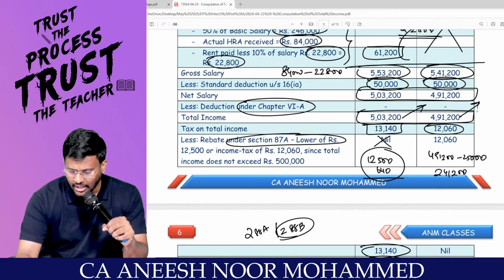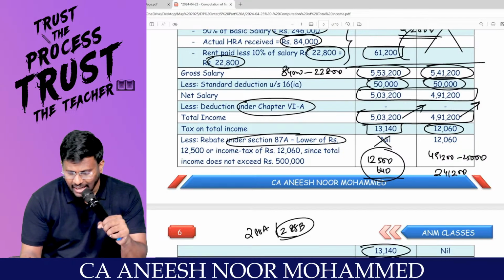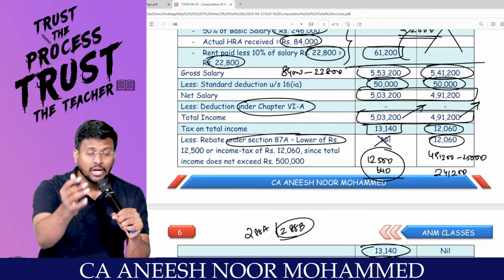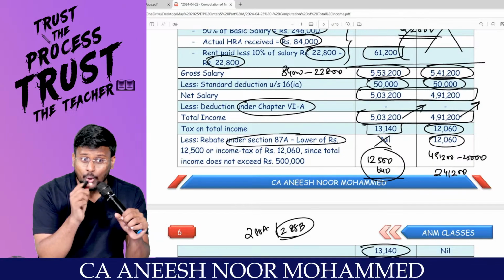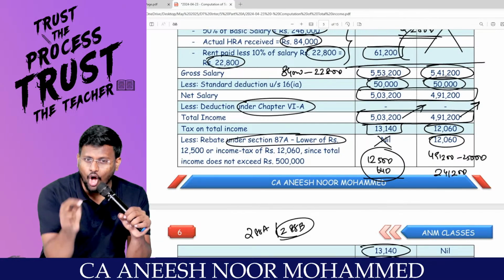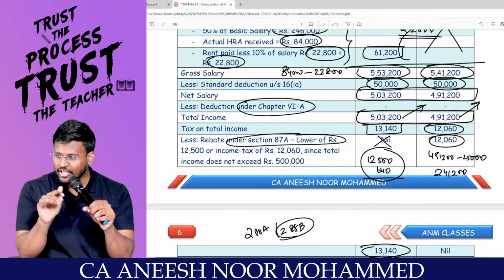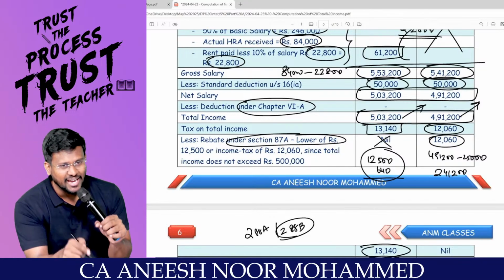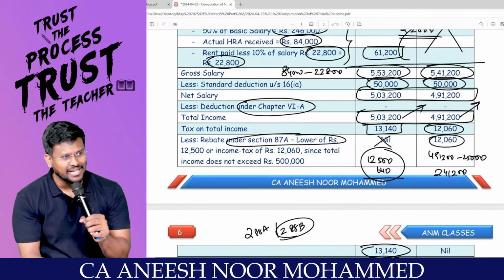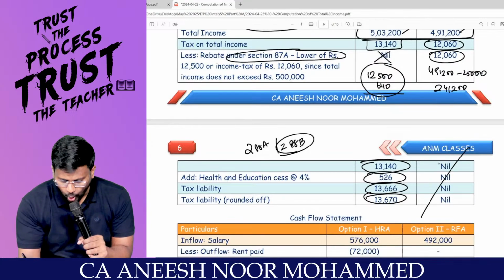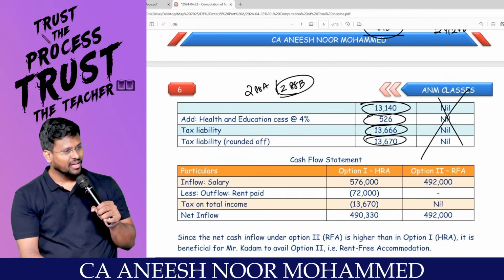Whereas, since my total income is less than 5 lakh, the entire amount, that means, sir, 12,500 or tax payable, whichever is lower, can we claim it as a rebate under section 87A? No tax payable, right? Which is the best option?